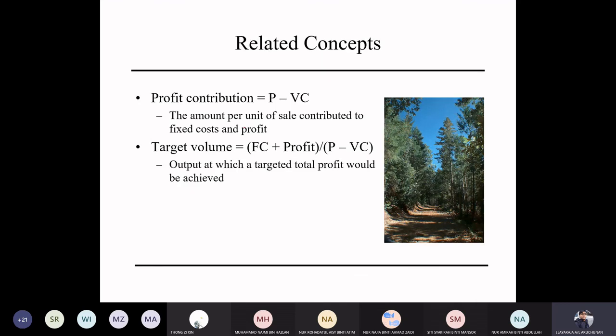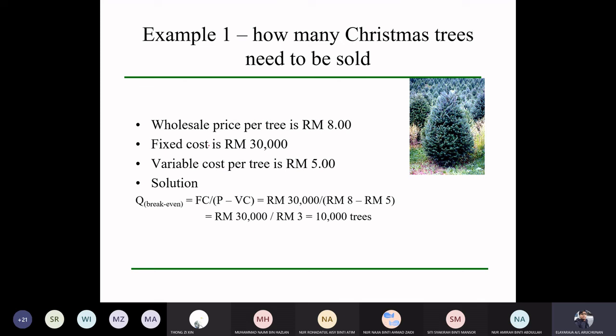So, for example, we can look at the following example as a guideline. Say the wholesale price per tree is 8 ringgit. For example, this tree, they are selling at the wholesale price. You don't get it from a shop, but from the wholesale, the way the trees are being sold. So they give you a price of about 8 ringgit per tree.